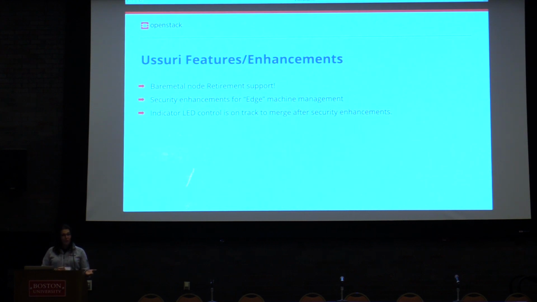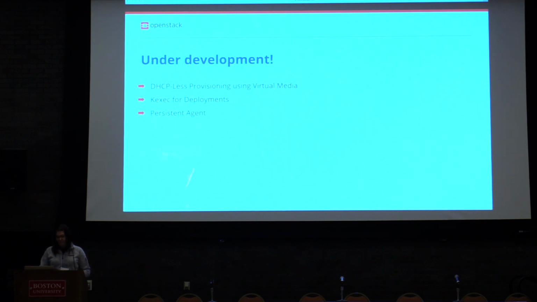We're also working on adding the ability to control indicator lights on the machines, which seems like a minor thing, but when you're walking through a data center and you have 1,000 machines, it's a little helpful to find the machine that's blinking or be able to turn the light off or on or whatever state you need. One of the things we're also working on in the future is removing the need for DHCP. Turns out that people don't really like DHCP in certain environments.